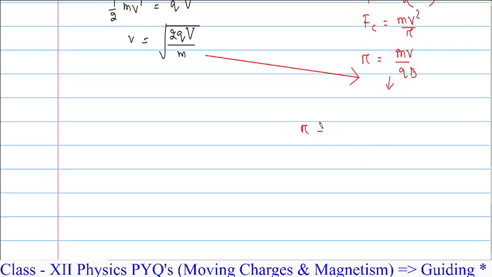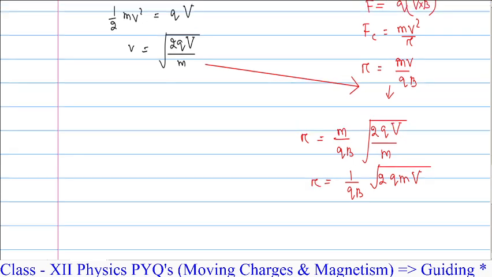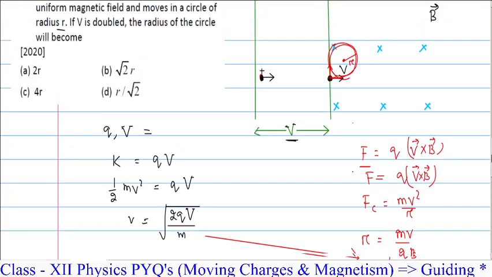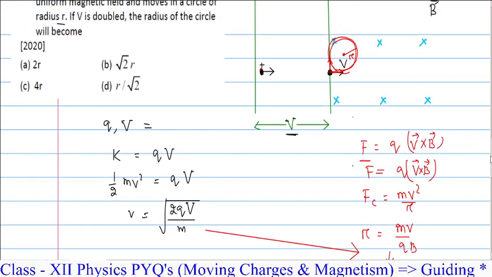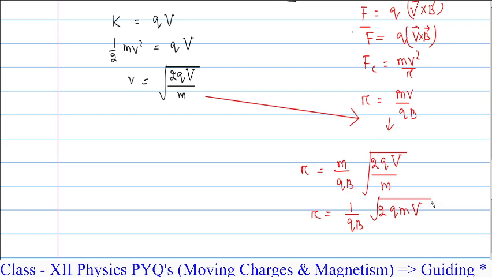If we put the value of velocity here, we get r equal to m upon qB into the square root of 2qV by m. That means it will be 1 upon qB times the square root of 2qmV. So this is the radius of the given charged particle, which is accelerated through a potential difference V and enters a region of magnetic field B.